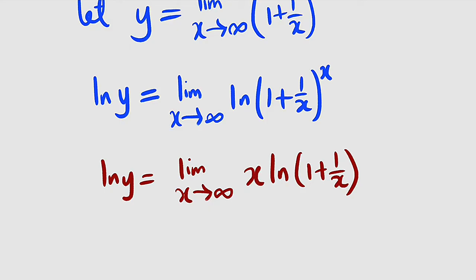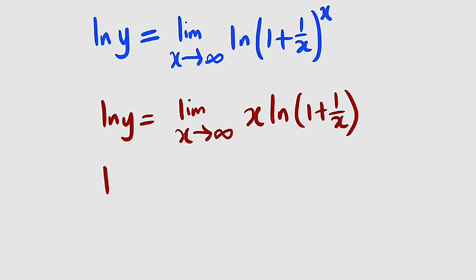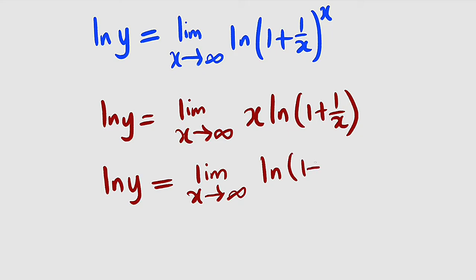So let us rearrange it a little bit. We have the natural log of y to the left. This is equal to the limit as x approaches infinity of what? The natural log of (1 + 1/x) divided by 1/x.